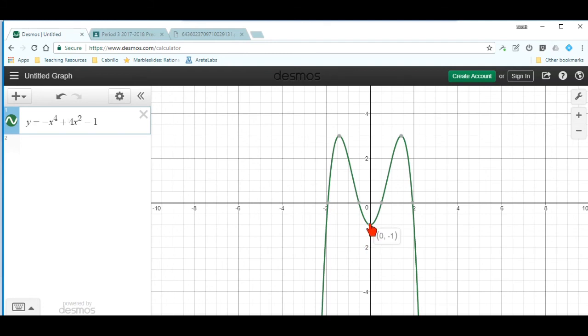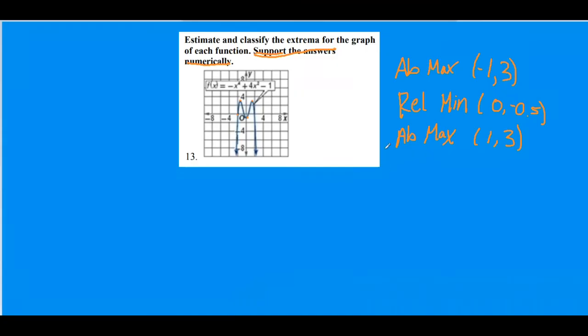Yep, 0, negative 1. So I'm assuming this is symmetric around the y-axis. So if that was negative 1.414, this is going to be positive 1.414 and positive 3. And I'm correct. Alright, and it looks like we have 4 x-intercepts, or zeros, or solutions, or roots. That has nothing to do with the problem, but there they are in all their glory. Y always equals 0. There's the absolute max, relative min, absolute max.